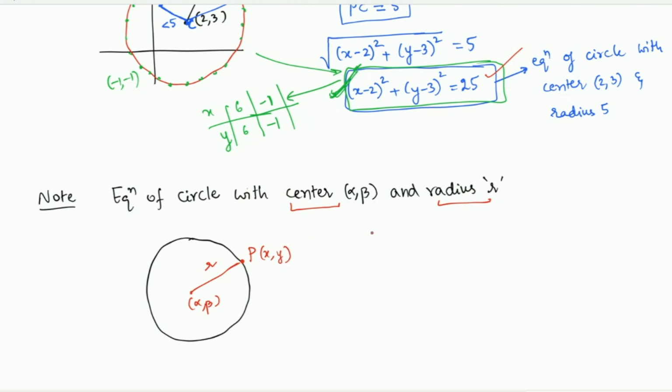P is not free. P should lie on the circle. That means the P to center distance should be the radius. That means the root of the distance between point P and point C, (x minus alpha) whole square plus (y minus beta) whole square, is equal to r. Squaring on both sides.